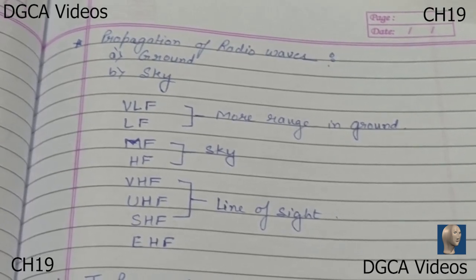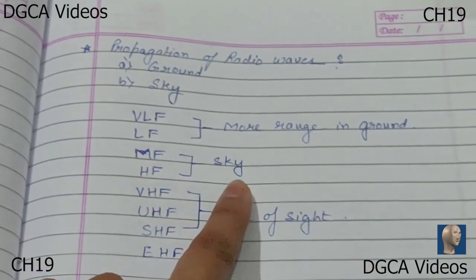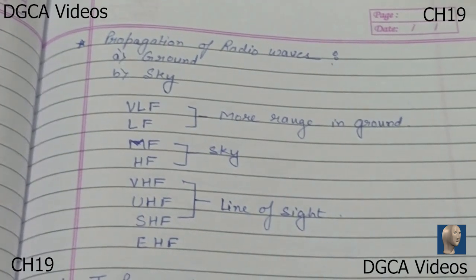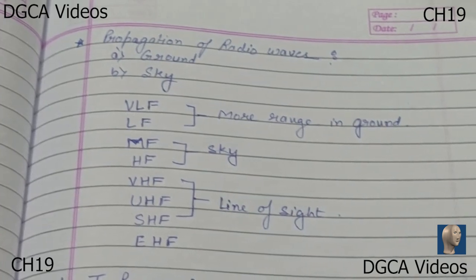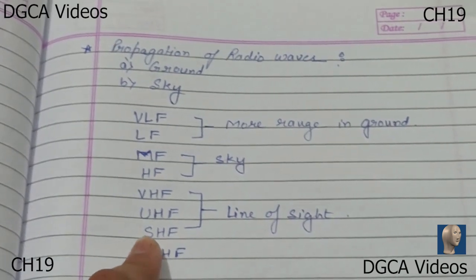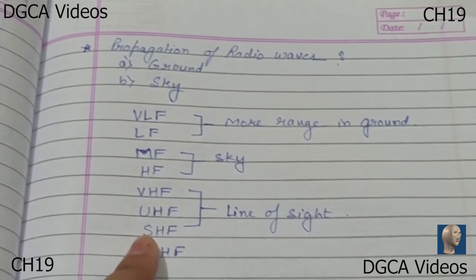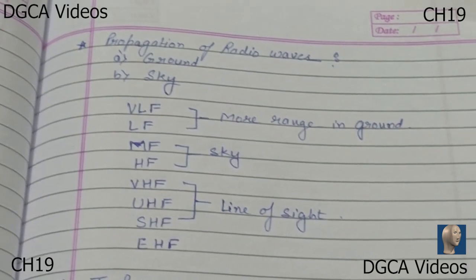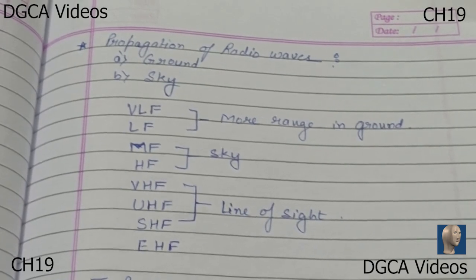Keep in mind that VLF and LF are more ground waves, MF and HF are sky waves, and VHF, UHF, SHF are line of sight waves. This means that if any obstacle comes between the receiver and transmitter, the VHF, UHF and SHF bands will not be able to transmit their signals. The obstacle can be a big hill or a very long building, etc. They can cause attenuation, and can even block the signal. So that is about the line of sight signals.